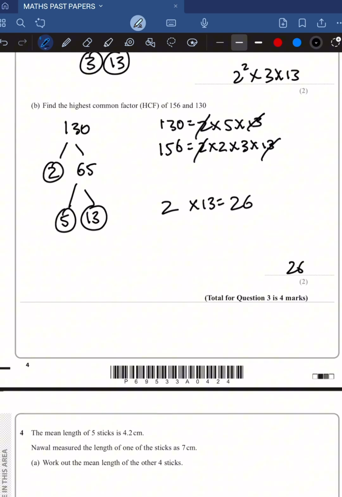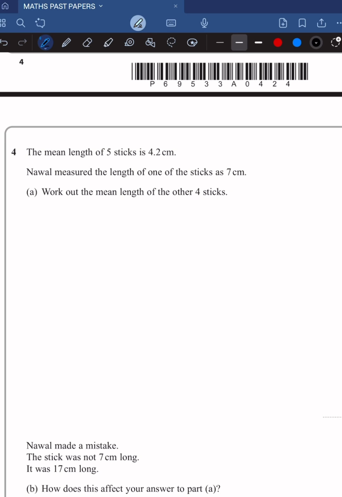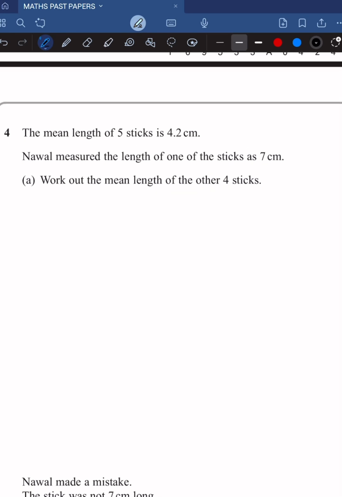Let's look at the next one now. The mean length of 5 sticks is 4.2 centimeters. Now I measure the length of one of the sticks as 7 centimeters. Work out the mean of the other sticks. First thing we do is find the total length of all sticks. So 4.2 times 5 is 21 centimeters.